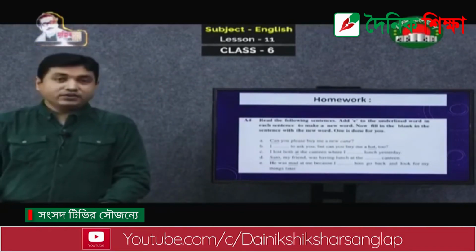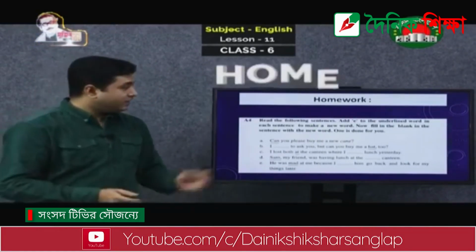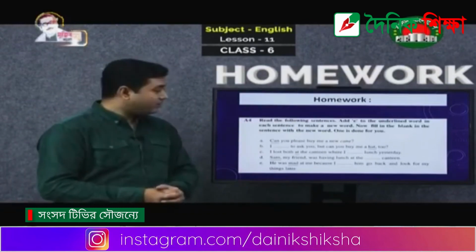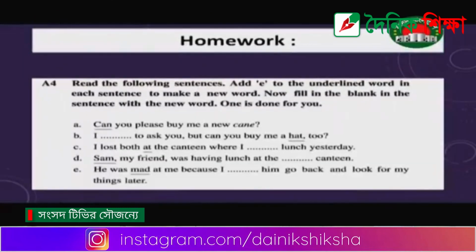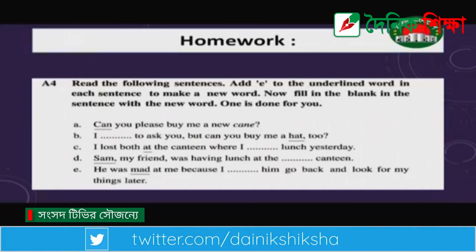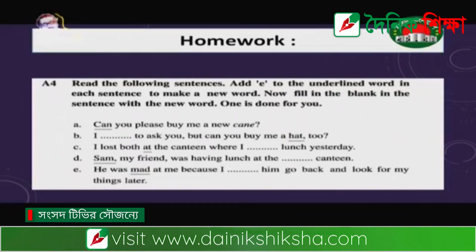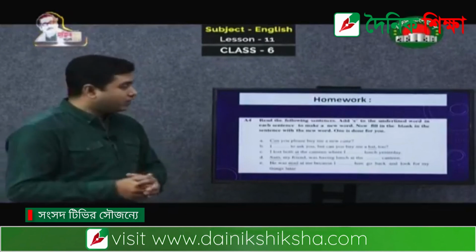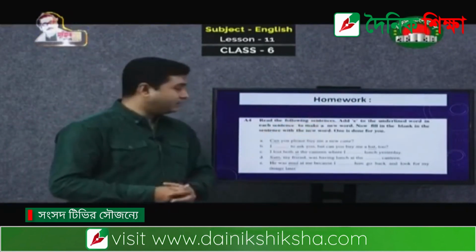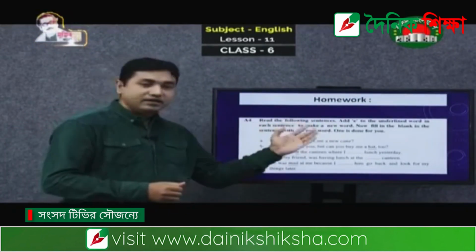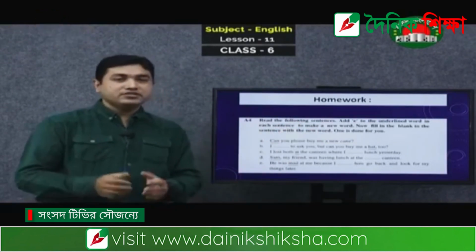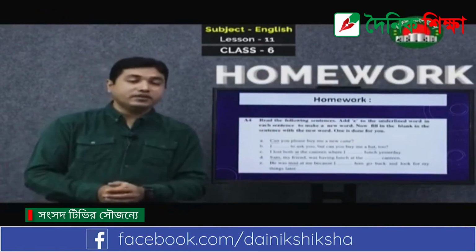Here in the screen, you can see the homework. Read the following sentences, add E to the underlined word in each sentence to make a new word. Now, fill in the blank in the sentence with the new word. One is done for you. So, what you have to do, you have to add E to the underlined word in each sentence to make a new word. So, dear student, you must do the homework and you must show it to your subject teacher when your school will open.